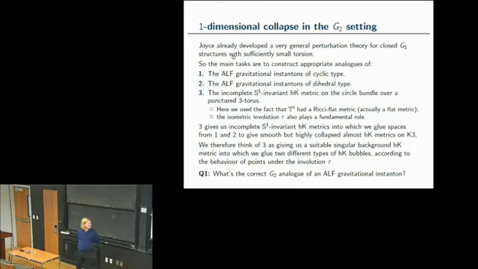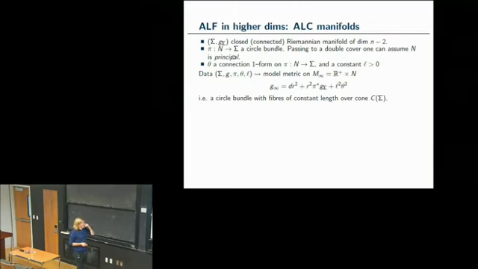So the first thing is, what's the correct G2 analog of an ALF gravitational instanton? We've already heard something about what the answer is in Johannes's talk, but now you'll see part of the reason for our interest. The analog of an ALF space in higher dimensions was named by the physicists an ALC manifold. It's not a name I'm particularly fond of, but it seems to have stuck. ALC is for asymptotically locally conical.